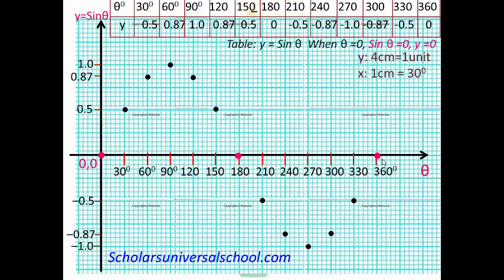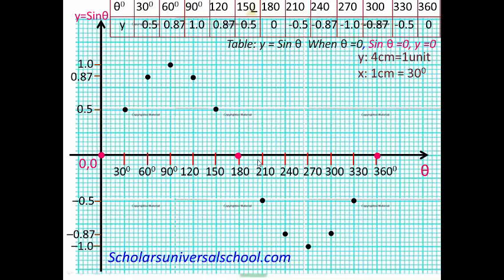So let us look at it again. We have been able to plot 360 degrees here, with y equals 0 and theta equals 360 degrees. So we are going to join this curve. You have the option of joining from here to this place, or joining from here to this place. Of course, no examiner will ask you how you joined your curves. All you need to do is ensure that you have a very smooth curve.